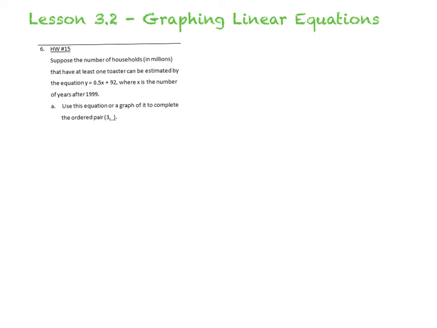A lot of graphing linear equations are used in the business setting. Managers of Best Buy and different places use it to predict how many items will be sold. So in this problem, it says, suppose the number of households in millions that have at least one toaster can be estimated by that equation. Now, here's the important part. One of the important parts is it tells us what X represents. X is the number of years after 1999.